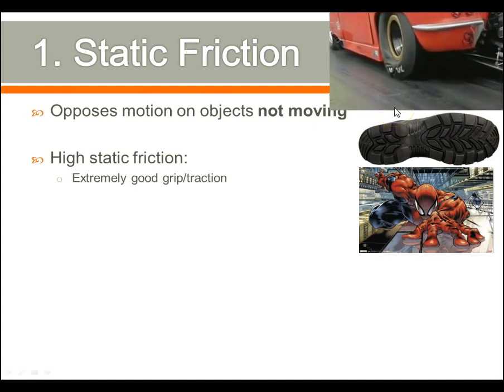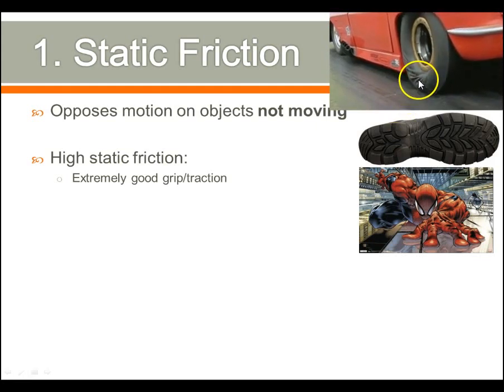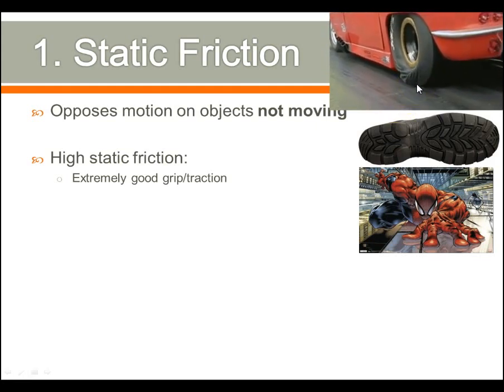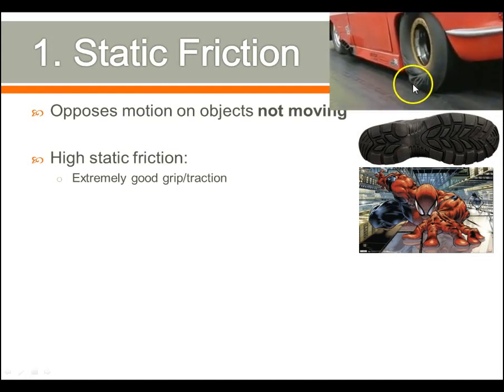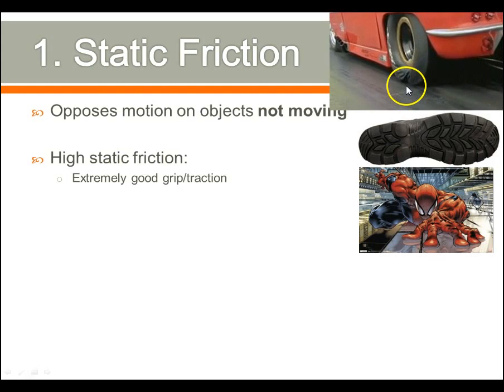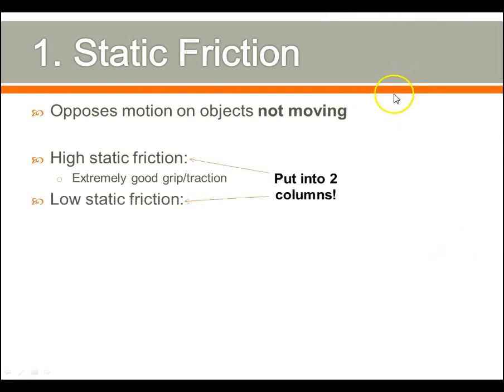Here we have really high static friction between rubber and a road, and there's actually no moving, even though the tire itself is moving, but between the rubber and the road, it should not be moving. That's because rubber has very high static friction. Low static friction, and I want you to put this in a second column, so you have high static friction on the left, low static friction on the right.